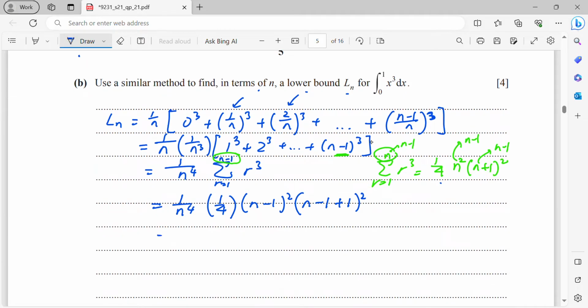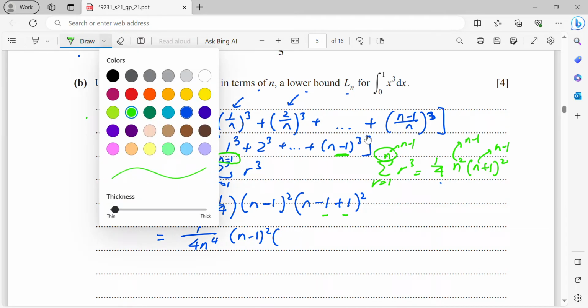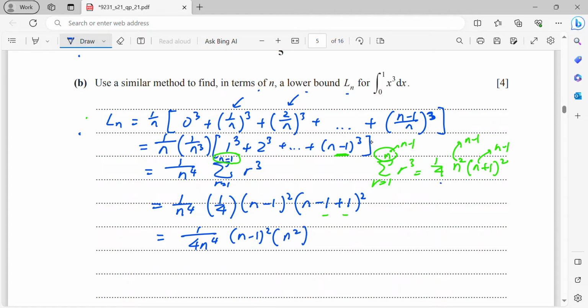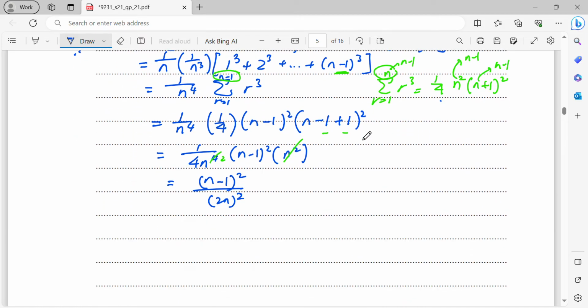So from here, I will be getting 1 over 4n to the power 4, times n minus 1 squared. Then for the second bracket, you see minus 1 and plus 1 becomes 0, so basically just n squared. Now the n squared and n to the power 4 can be simplified, and 4 over 2 is 2. So I will be getting n minus 1 squared over 2n squared. At last, I just combine the numerator and denominator by factorizing the squared.